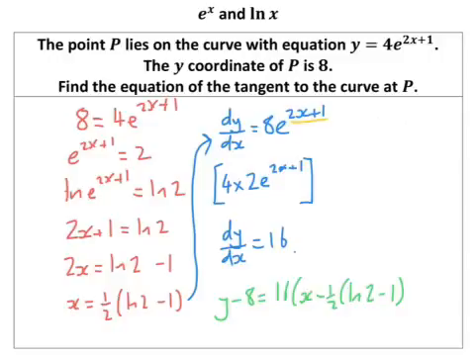And hold on, I'm just finding my answer. I've got it here somewhere, and that simplifies to y equals 16x, that's obvious where that's come from, 16 times x there, minus 8 ln 2 plus 16.